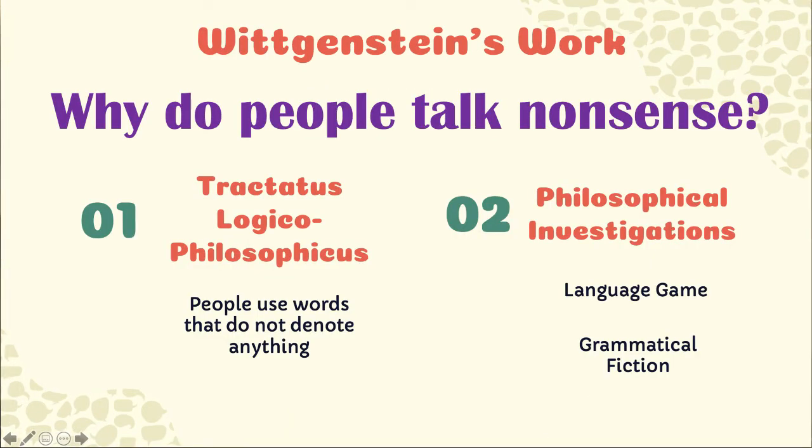So here's the deal. Wittgenstein wrote 2 main volumes, the Tractatus Logico-Philosophicus and the Philosophical Investigations, which was actually compiled posthumously. While in his Tractatus, Wittgenstein pointed out that the reason why people fail to give meaning to linguistic propositions is that they use words that do not denote anything. In his Philosophical Investigations, he discussed the reasons why this happens. In particular, he came up with the notions of language game and grammatical fiction.